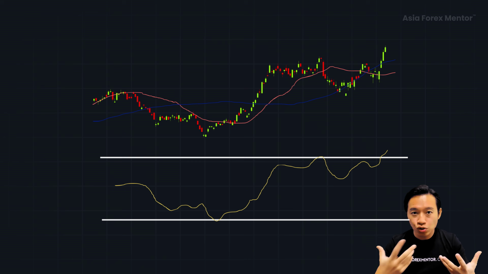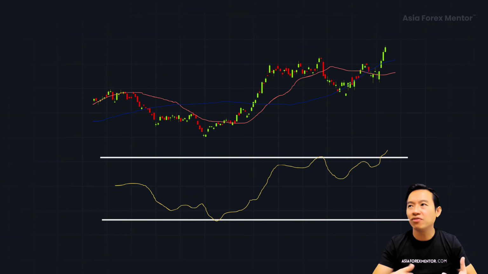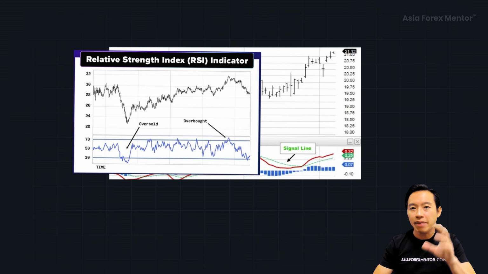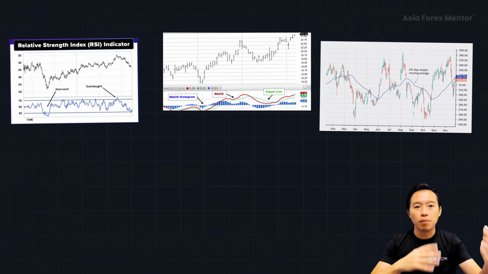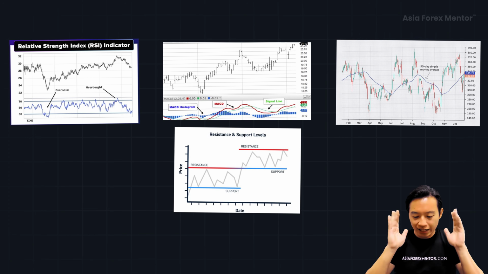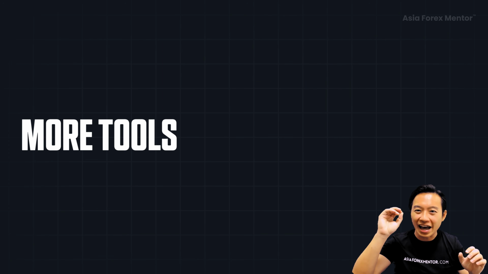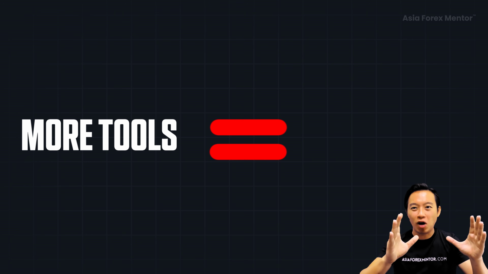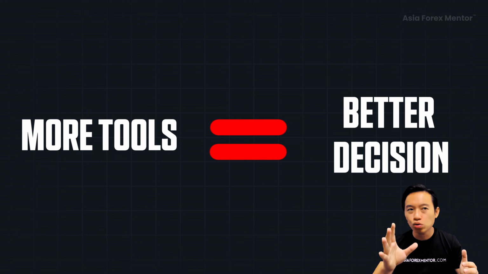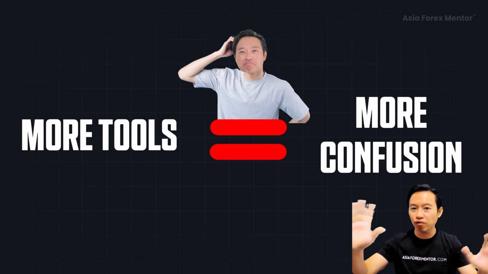I used to do that. I used to load up my charts with every indicator that I found, whether it's RSI, the MACD, the moving averages, the support and resistance levels, etc. You name it, I probably placed it there. And I thought the more tools I have, that equals what? Better decision making. But in reality, more tools equates to more confusion.